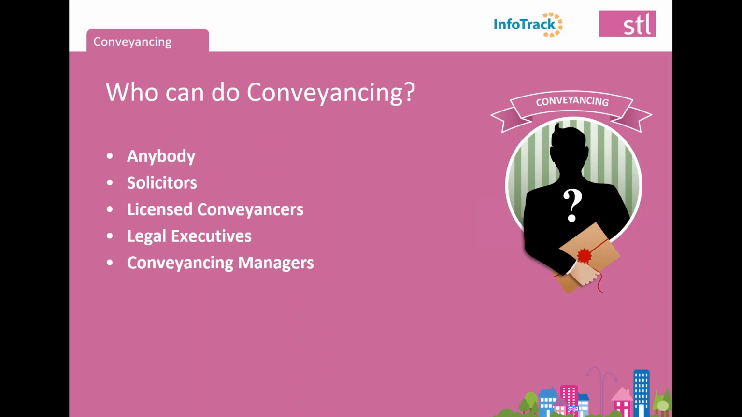A solicitor is regulated by the Solicitors Regulation Authority, the SRA, and the trade body is the Law Society. The licensed conveyancers' regulator is the Council for Licensed Conveyancers, the CLC, and the trade body is the Society of Licensed Conveyancers.